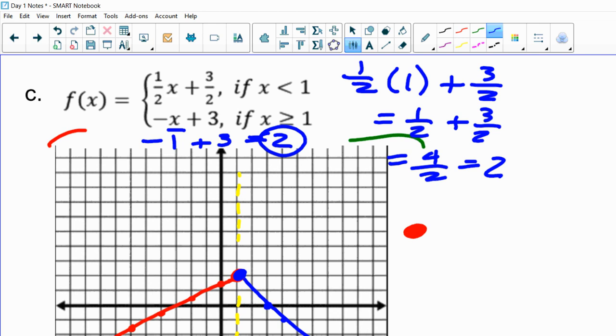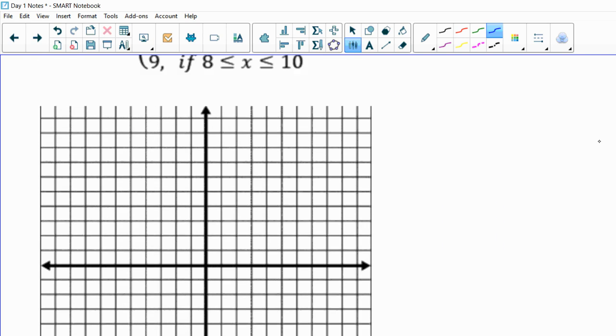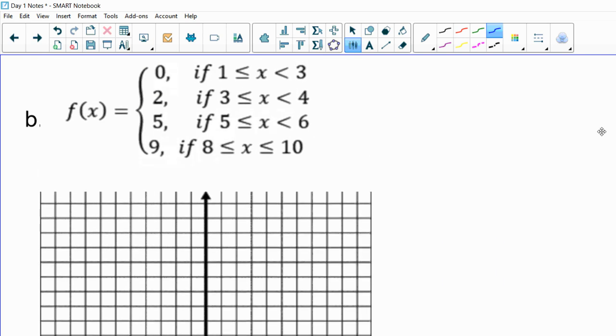All right, now we have one more to look at. And this one has 4 pieces, have mercy. 4 pieces. Guess what that means? We've got 4 fences. Actually, we've got more than 4 fences. I want you to look right here. Every one of those X values is going to be a fence.